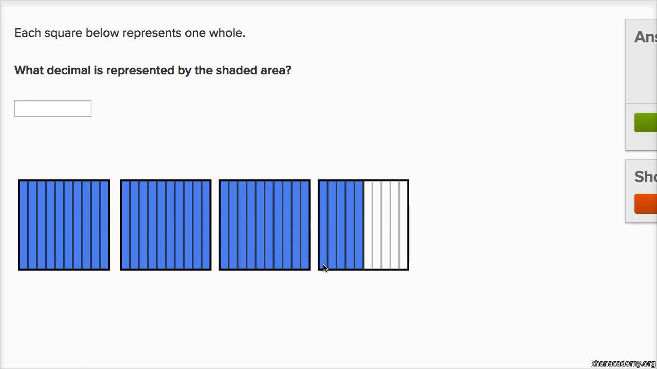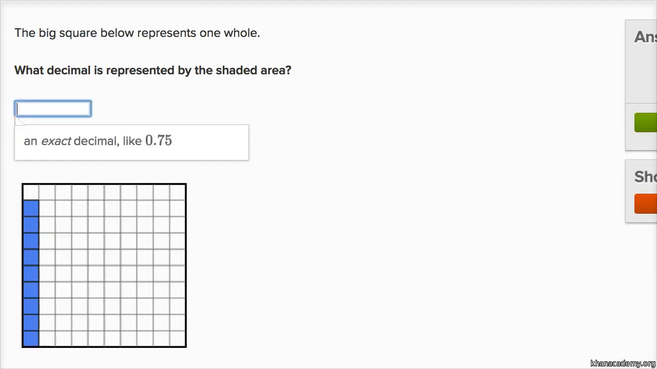So it is 3 wholes and 5 tenths. So it's going to be 3 wholes, and in the tenths place, we would put 5. 3.5. 3 wholes and 5 tenths. We can check our answer. Got it right. Let's do a few more of these.